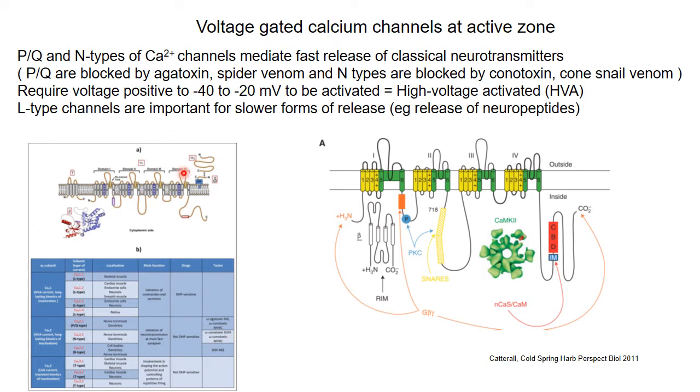For example, P and Q types are blocked by agatoxin, which is spider venom, and N types are blocked by conotoxin, which is cone snail venom, so you can use them. In addition to using different toxins to test their definite role, it is also important to know their structure.